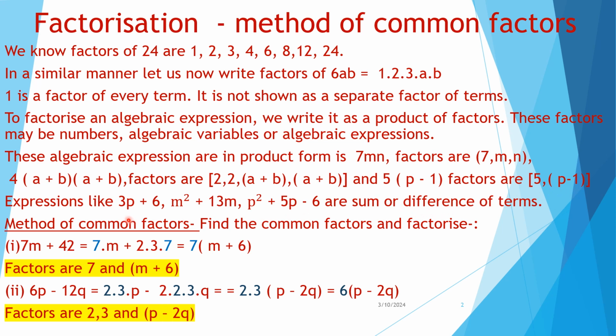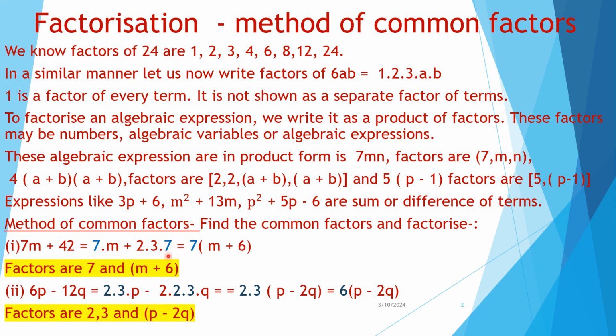Now let us consider expressions like 3p plus 6, m square plus 13m, p square plus 5p minus 6. All these expressions are sums or differences of terms. So to factorize these, we use the method of common factors, and we will study this today. Now we have to find the common factors of 7m plus 42 and factorize it. Now this is equal to 7 and m. These are the factors of 7m, and 42 can be written as 2 into 3 into 7.